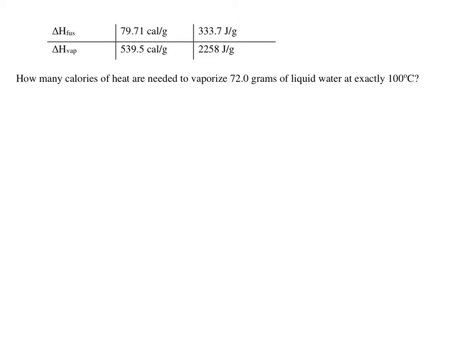This is a heat and phase change question, and we're going to be vaporizing water at 100 degrees C. We want to know calories, so the value that's going to be relevant to us is the heat of vaporization given in calories per gram. So we simply start with delta H is going to be equal to our 72 grams, and we multiply by 539.5 calories per gram.